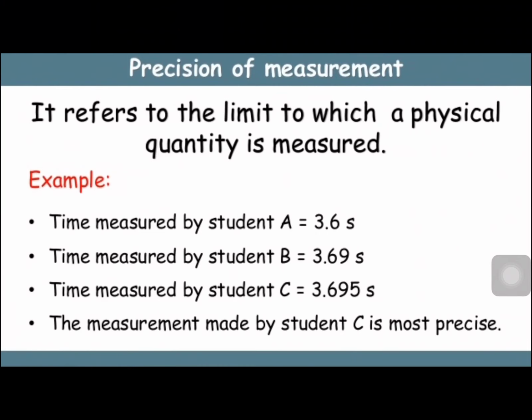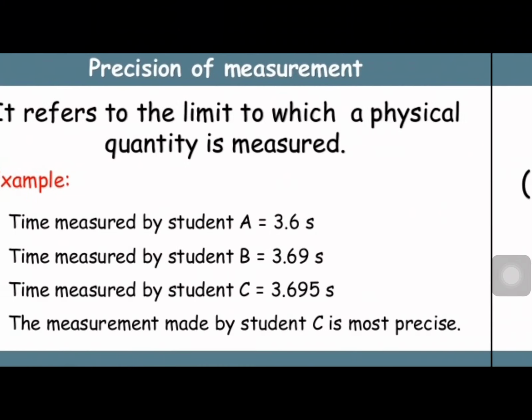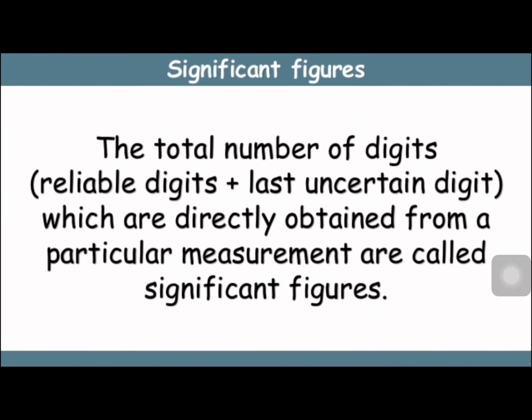In the same way, we can explain another word, precision. Precision means the limit to which a physical quantity is measured. For example, student A measured 3.6 second, B measured 3.69, and student C measured 3.695. So C is the most precise. This is precision.